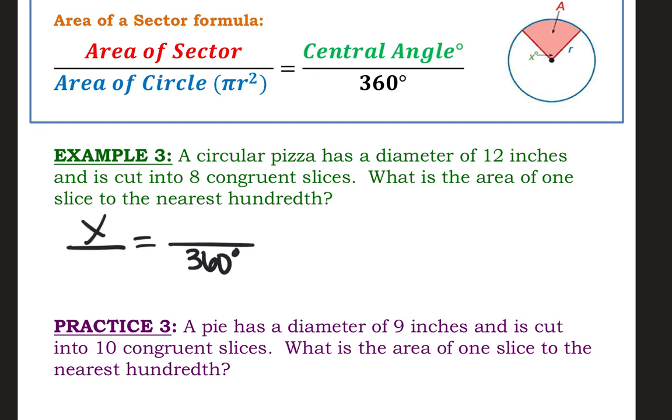It wants to know the area of one slice. Now I have to figure out the radius. Do I know my radius? Can I figure it out? Yeah. What's 12 divided by 2? Good. Your radius is 6. So I'm going to put pi 6 squared. All right. Now I have to figure out my degrees. How am I going to figure out my degrees? Because they didn't give me degrees this time.